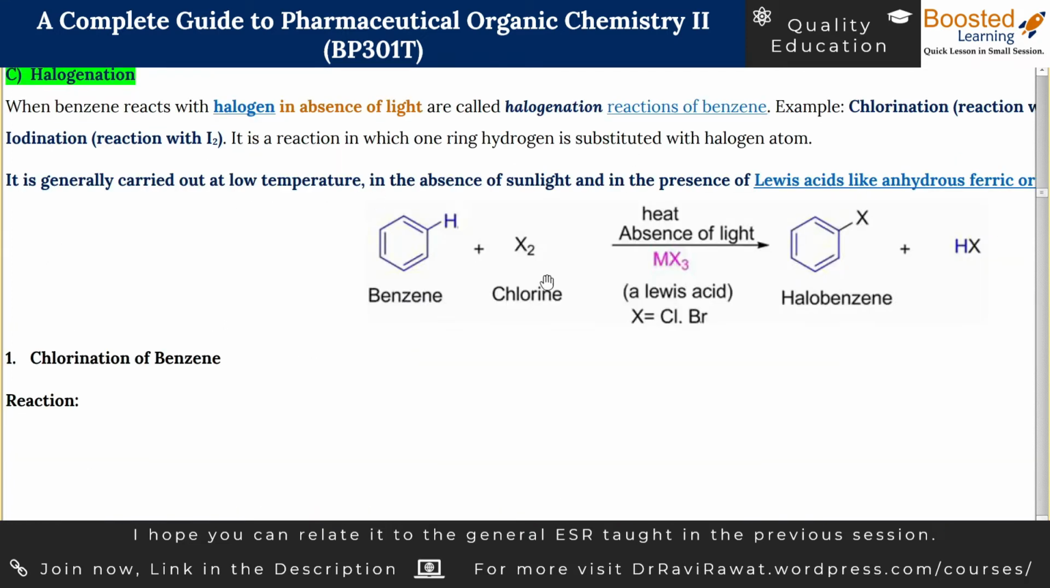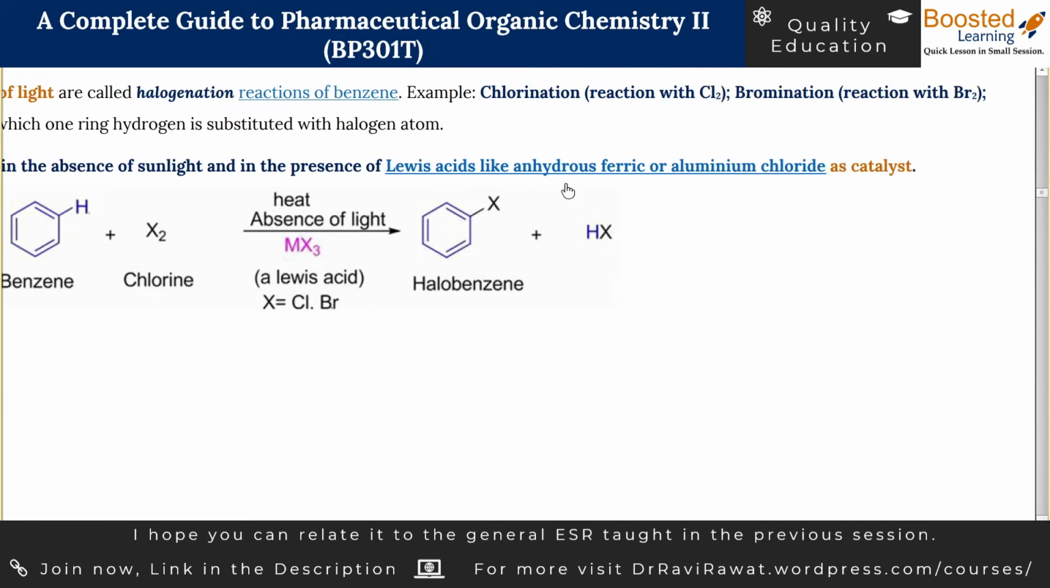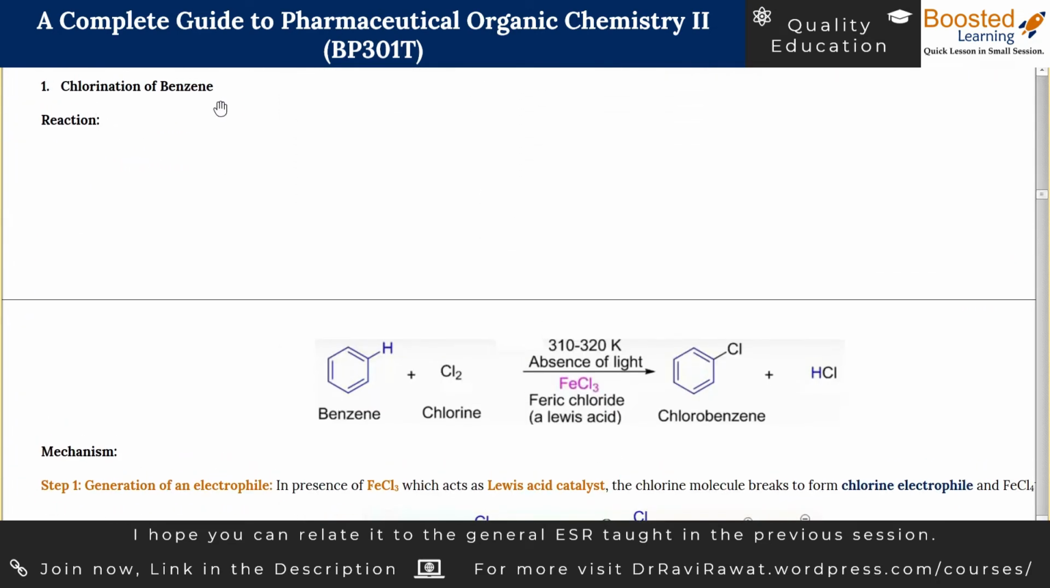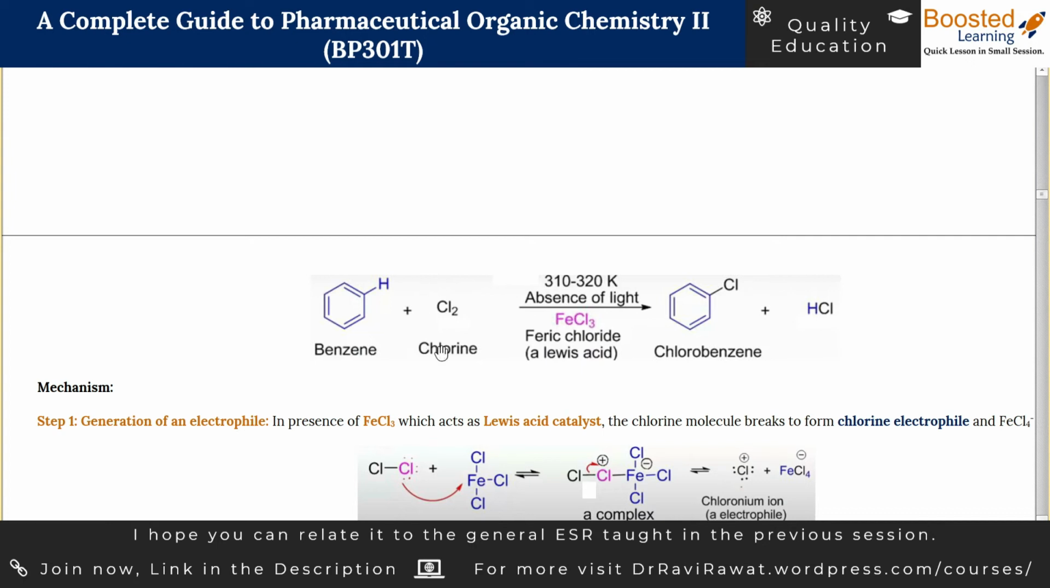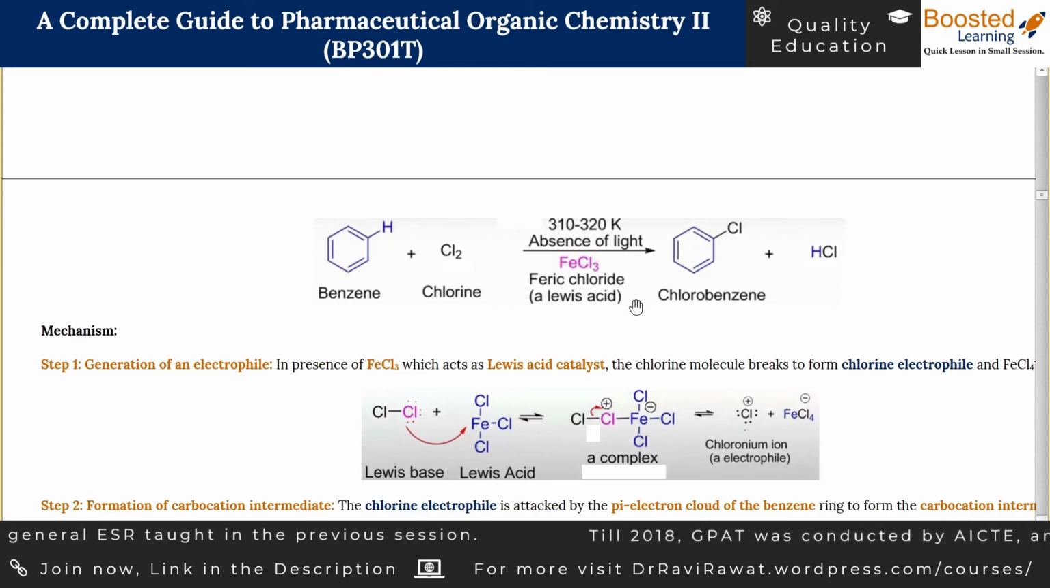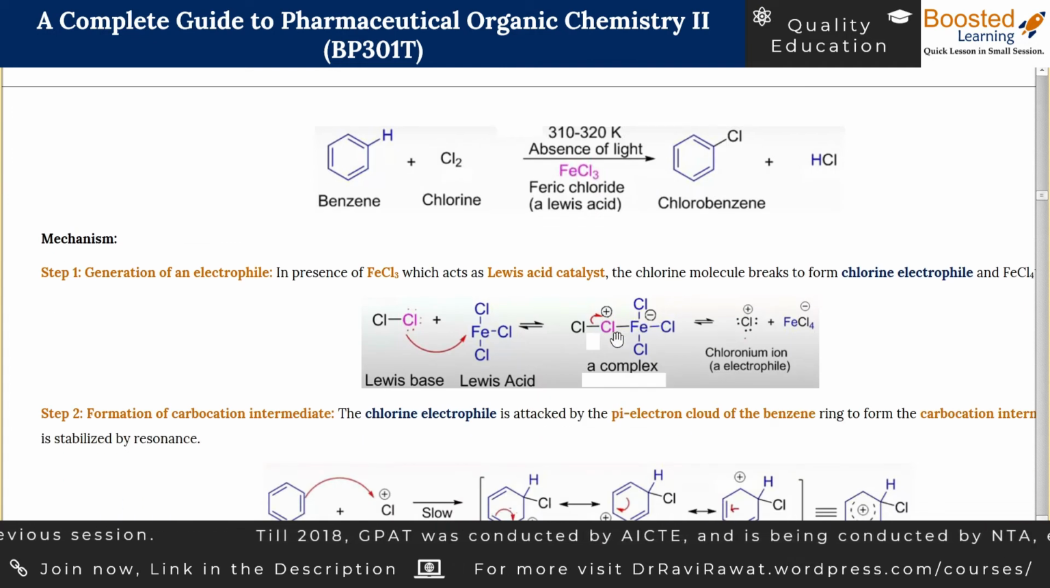Okay. So in our reaction, we are using a Lewis acid. The Lewis acid can be anhydrous ferric chloride or anhydrous aluminum chloride. So let us directly jump to the practical reaction. We are performing chlorination of benzene. In this case, we are going to use chlorine and the product would be chlorobenzene. We are going to do this reaction in the absence of light but presence of heat, and the Lewis acid, which is ferric chloride. So let us see how the reaction will proceed.